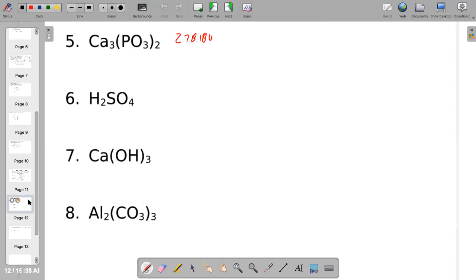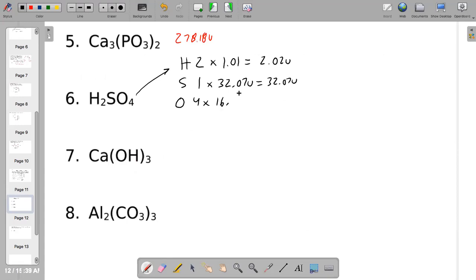All right, we did number 5. It came out to be like 278.18, somewhere like that. Number 6, H2SO4. That's sulfuric acid when it's in solution. So we've got 2 hydrogens, 1 sulfur, and 4 oxygens. Hydrogen's got a mass of like 1.01. Sulfur is like 32.07. Oxygen is like 16.0. So what's that going to be? 64. That came out to be like 98.09.